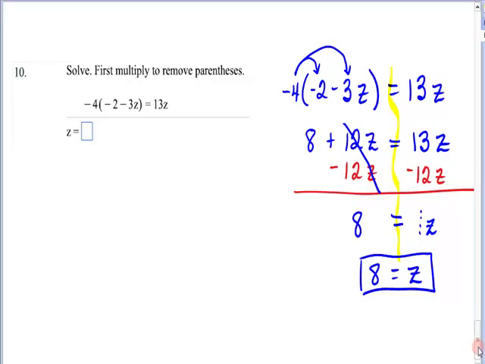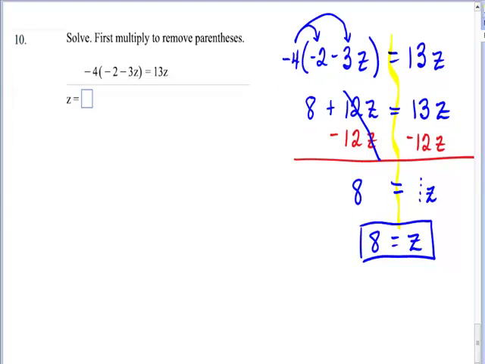That is a lesson using both the addition and the multiplication property.